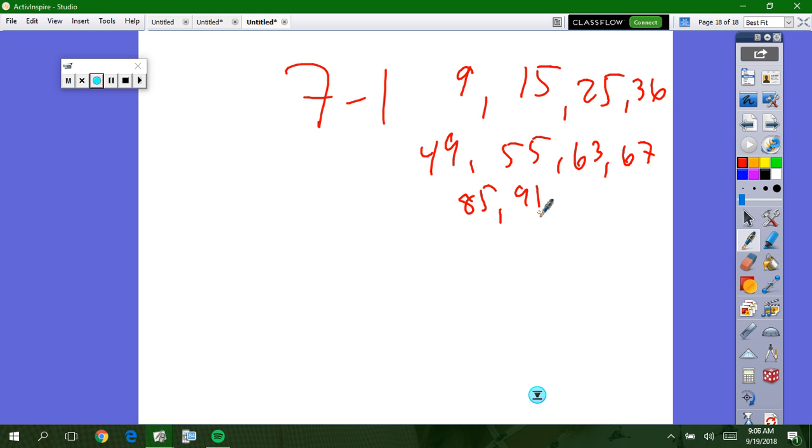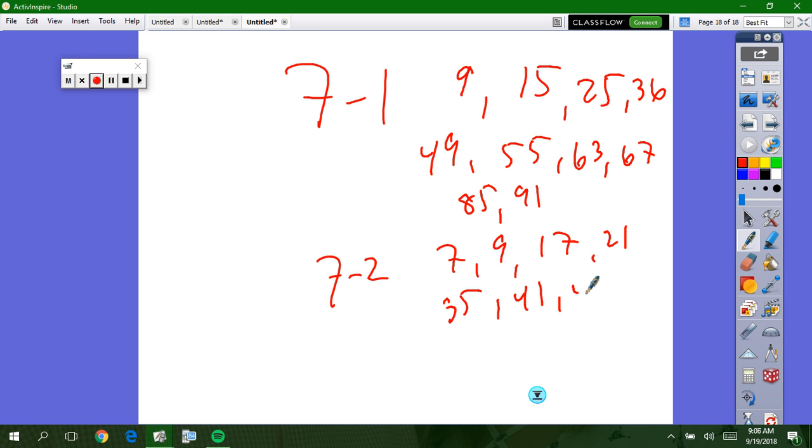7-2, which is page 547 if you want to know. Number 7 and 9, 17, 21. I'm just ready to get it done really quick, sorry. 35, 41, 47, 53. Okay? Thank you guys.